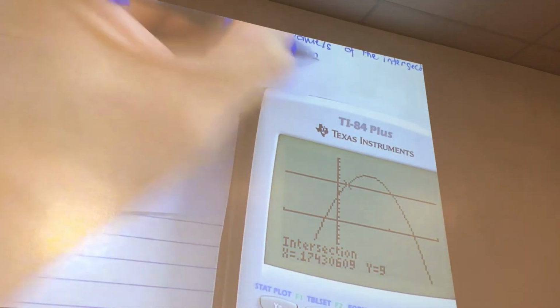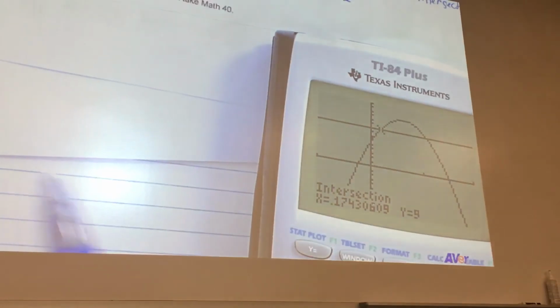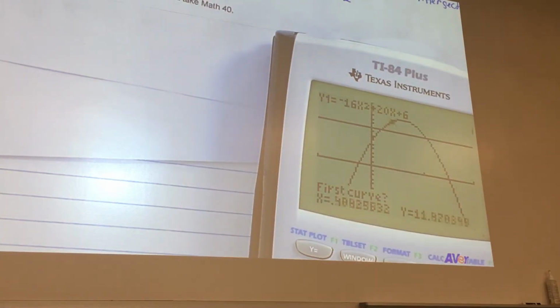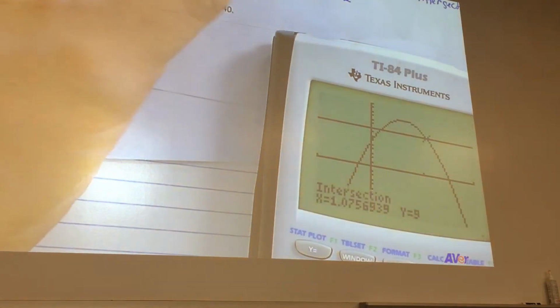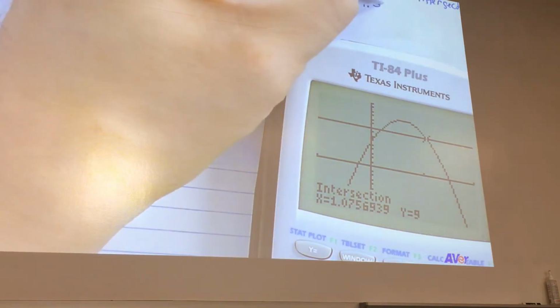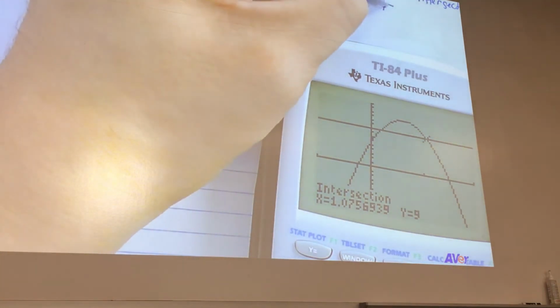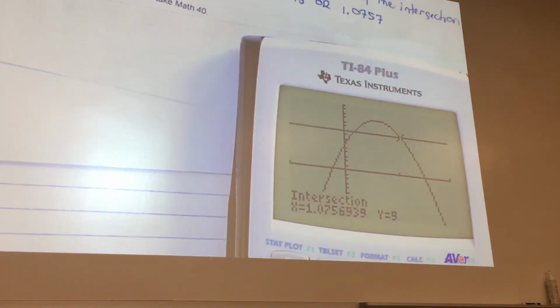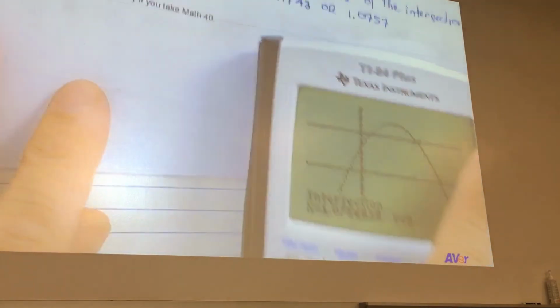All right, I'd like you to find the second one, 5. And again, 4 decimal places, 1.0757. There you go. Those are the numbers that I get. Would you mind verifying? Check your answers.